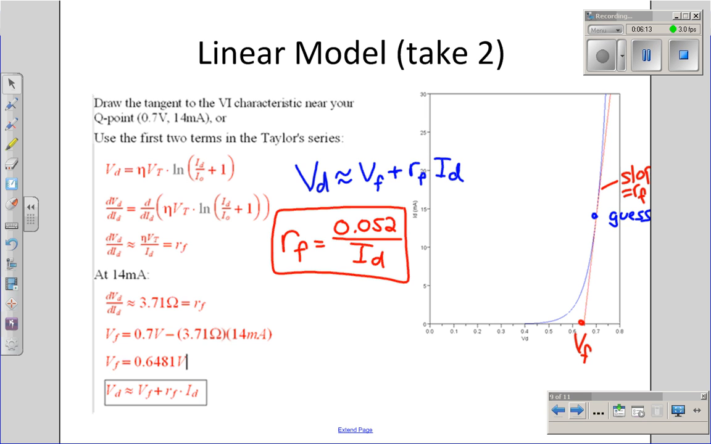Once I know R sub F, I can find V sub F. I know the operating point is 0.7 volts and 14 milliamps. I know the resistance. In this case, at 14 milliamps, R sub F is 3.7 ohms. I can find V sub F, and I get my linearized model for the nonlinear diode.